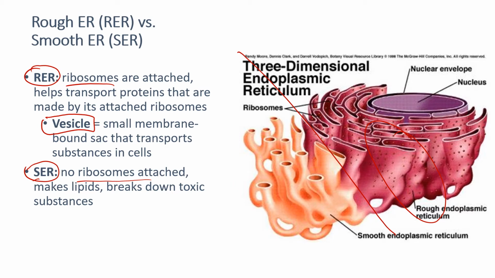Contrasting that with the smooth ER, where there are no ribosomes attached, it helps make lipids and breaks down toxic substances. If I'm comparing these two, most likely I'm going to ask you questions regarding this, so please keep this in mind, okay?